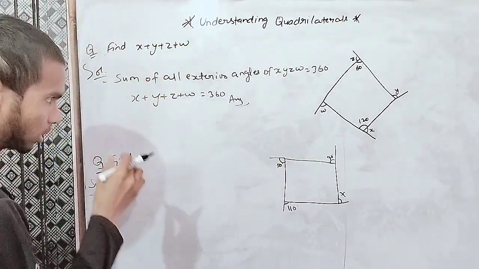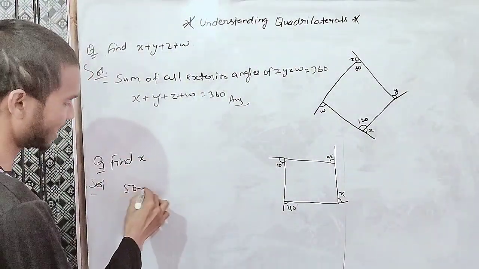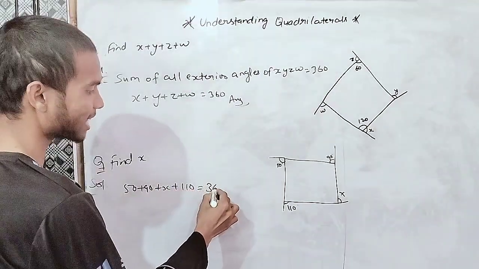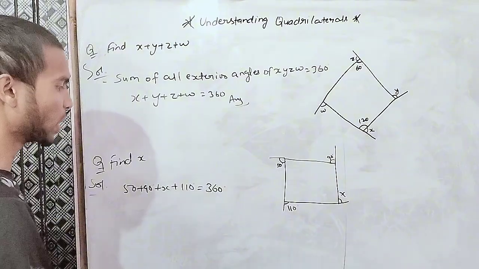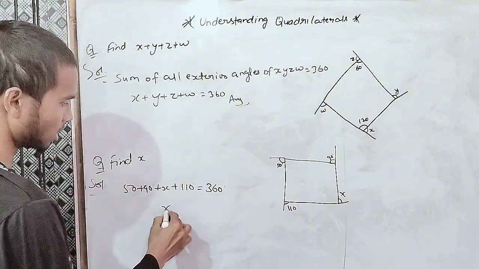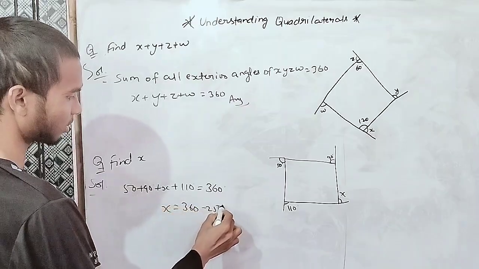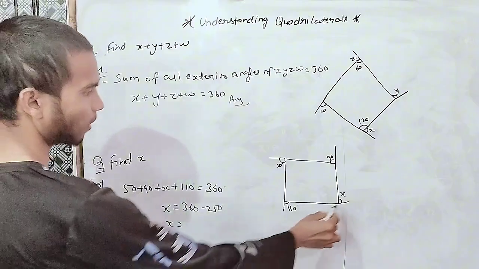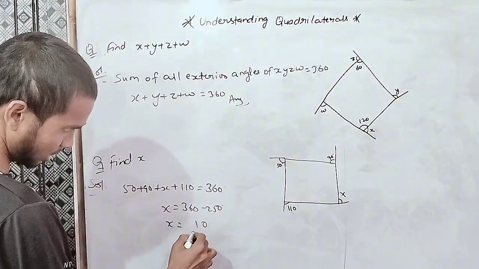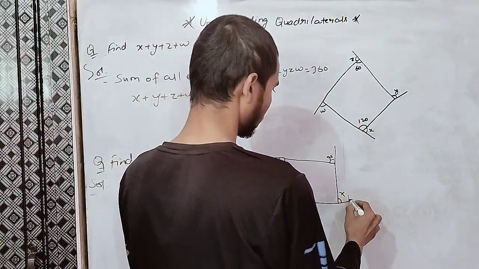We already know the sum of exterior angles is how much? 50 add 90 add x add 110 is how much? 360. We have a linear equation. We just add: 50, 100, 200, 250. We will get the value of x. So the value of this is 110.